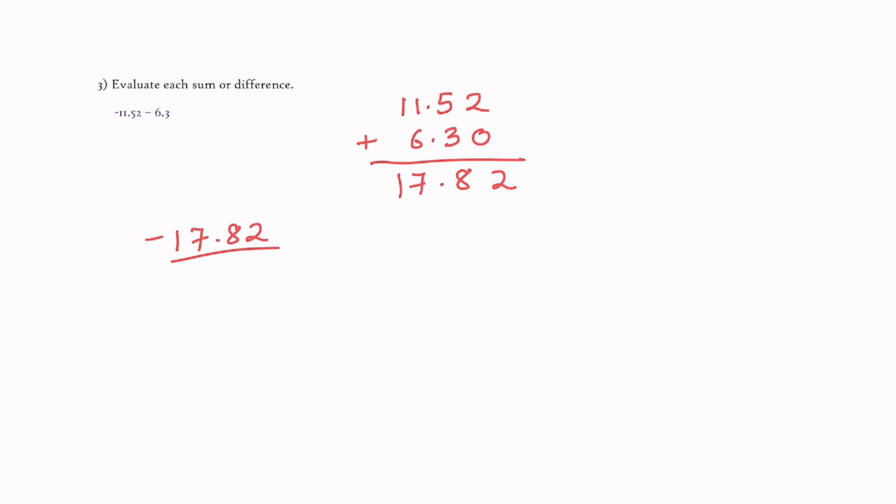Next, now here we have both the numbers negative. When we have the same sign, we are supposed to add them and put the sign. 11.52 and 6.30, also you can write. So we are going to add them. That's 2, 8, 7, 1. 17.82 and a negative sign as both the numbers are negative.